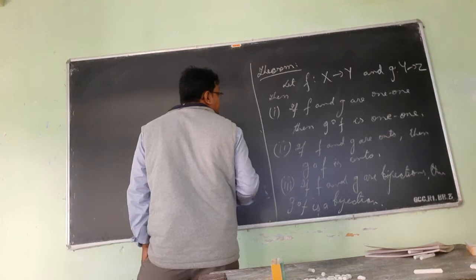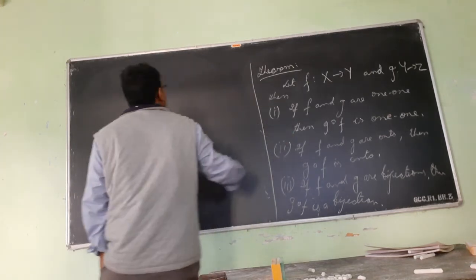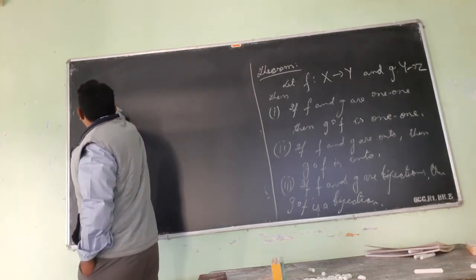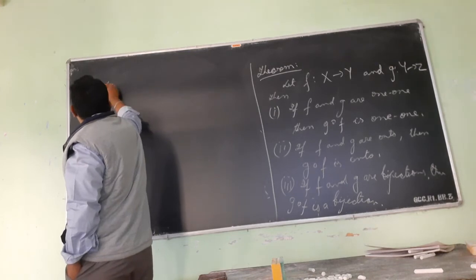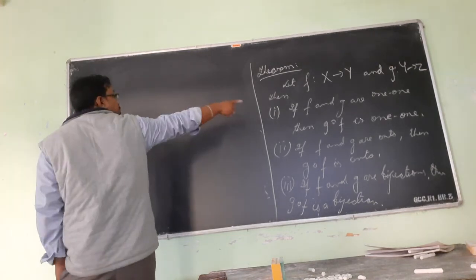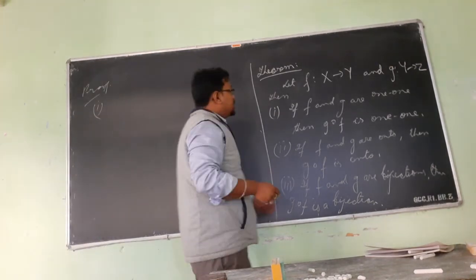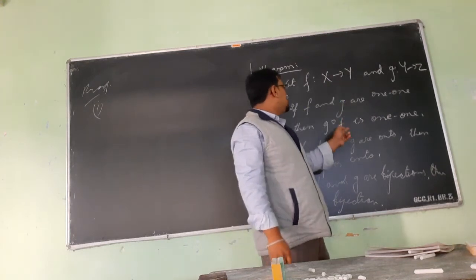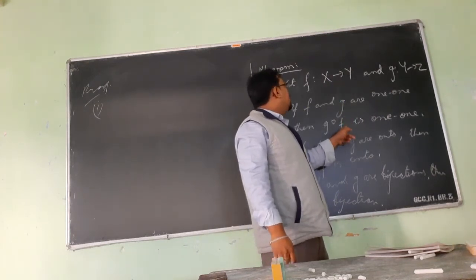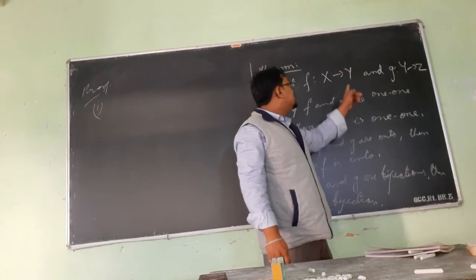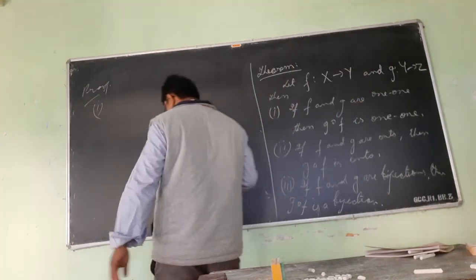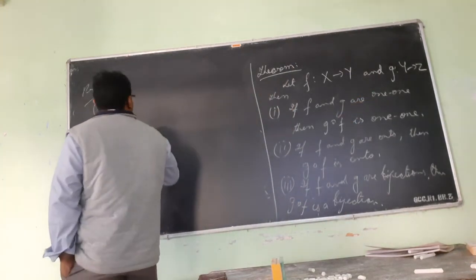So if f and g are 1-1, then GOF is 1-1. Okay, so how will you prove it? Number 1: I have to prove that GOF is 1-1. That means distinct elements of this X will go to distinct elements in Z. Okay, that is right.